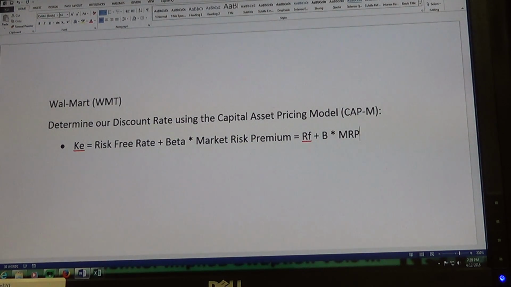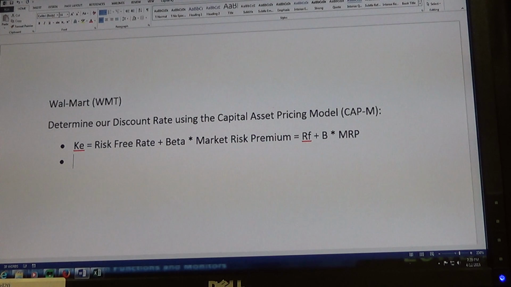Which means to get the discount rate, we need three inputs: the risk-free rate, which is generally the 10-year Treasury, but as we know, there's an issue there because that rate is historically low right now. We need a beta. We talked about that in class. We'll do that last in the discount rate determination. And then the market risk premium. We also talked about that in class. And the key on the market risk premium is determining what theory you're going to use to come up with it.